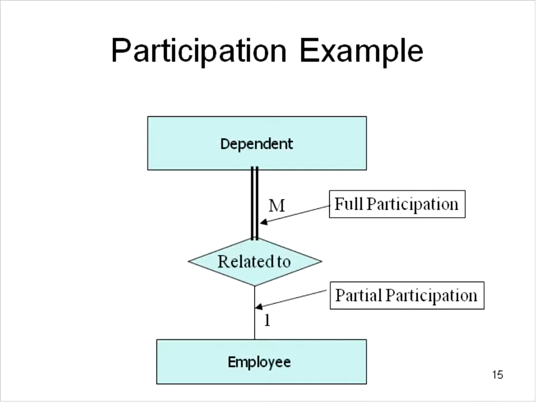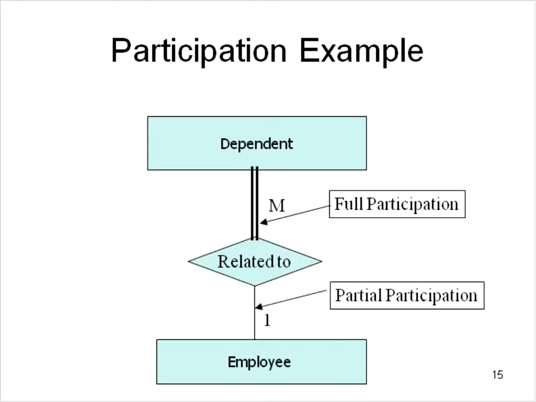So basically, what this is trying to depict is, if we have, for example, a database of 50 employees, not every employee has a dependent. The partial participation means that not every employee participates in this relationship, which means not every employee has a dependent. But if there is a dependent, that has to be related to an employee.